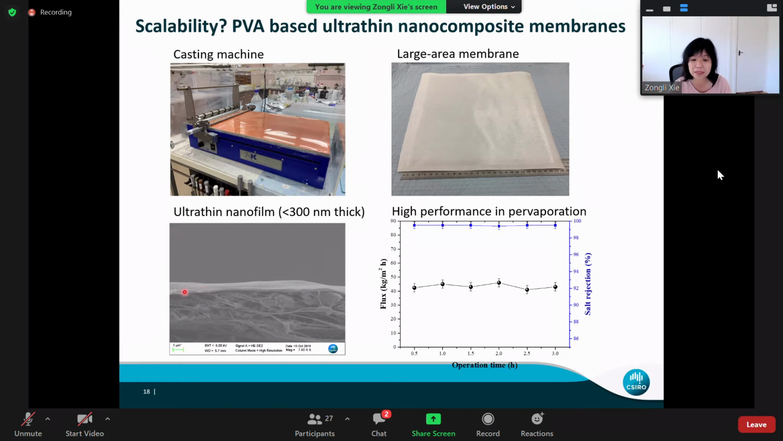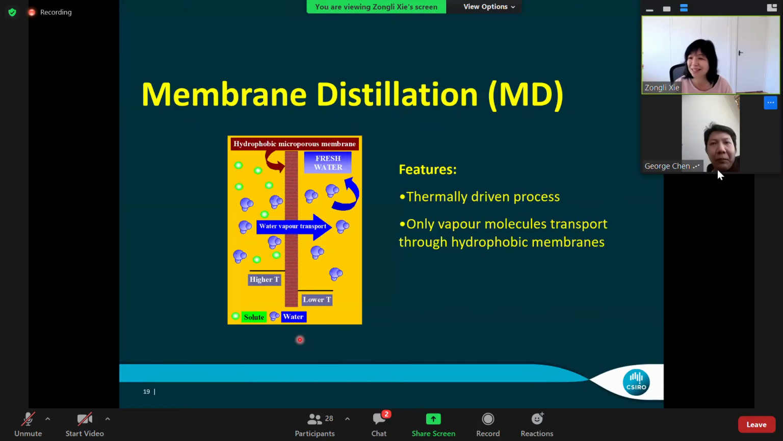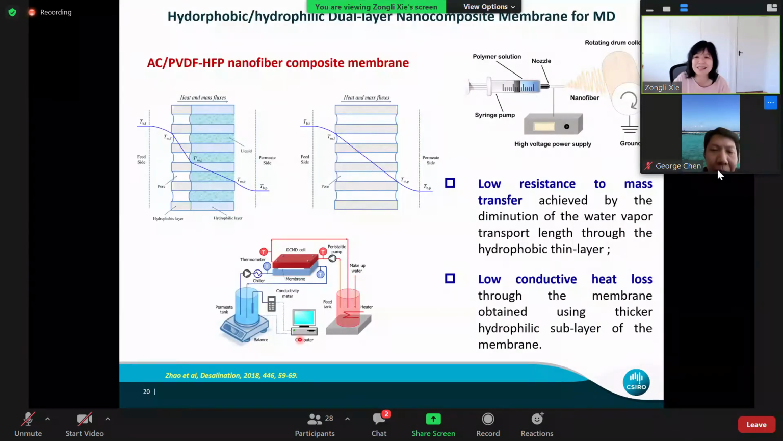And again, you can see the cross section. So we have this dense thin film layer formed on this porous substrate. Next, I want to share some work we've done on membrane distillation, because we know that membrane distillation is an emerging membrane technology, due to its non-pressure driven and thermal process.